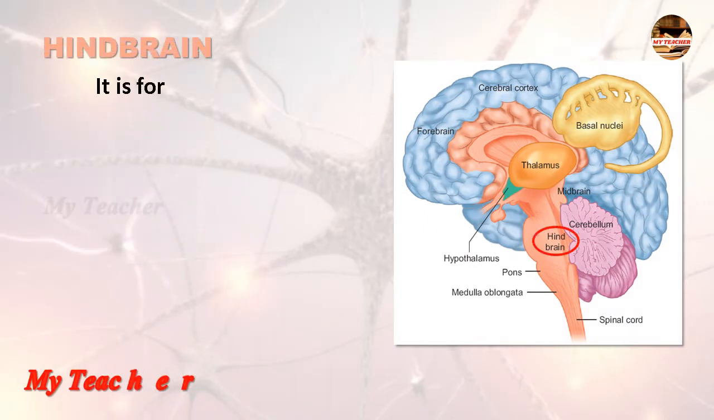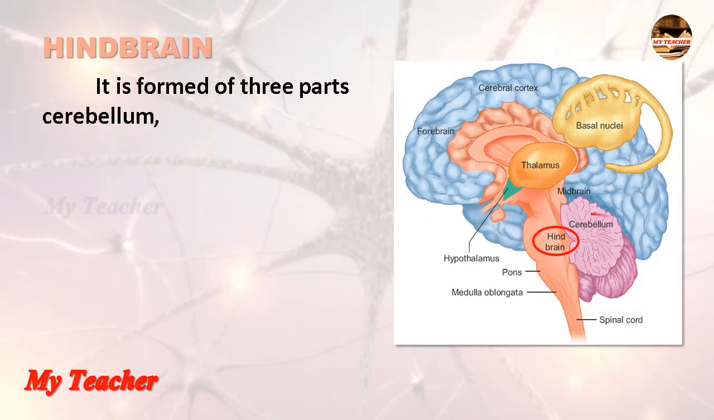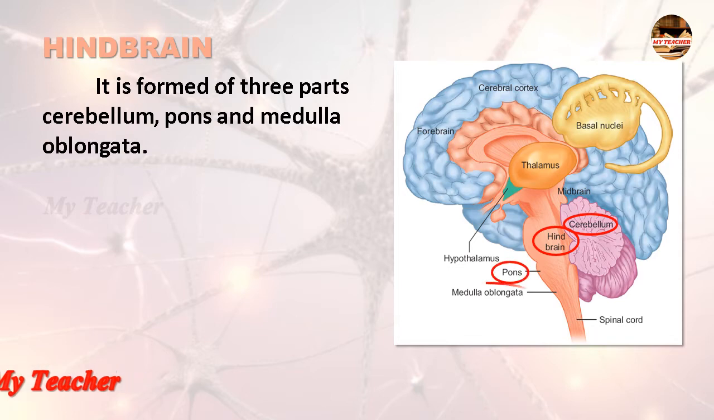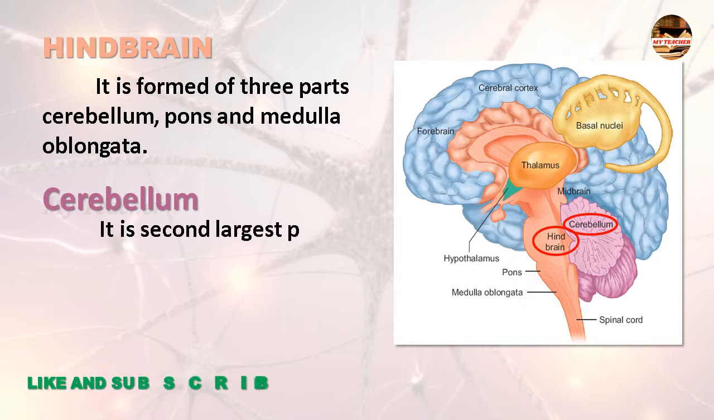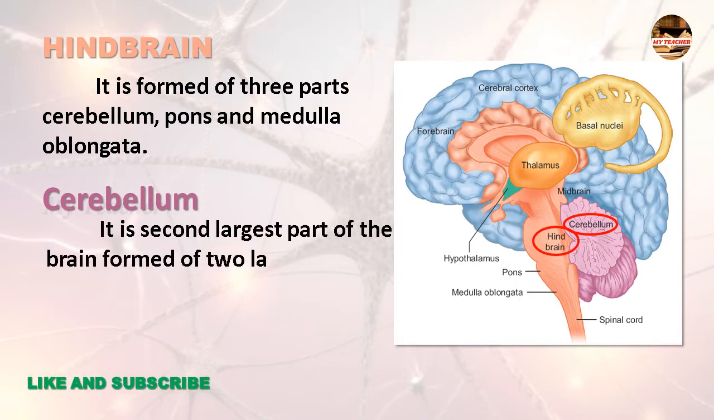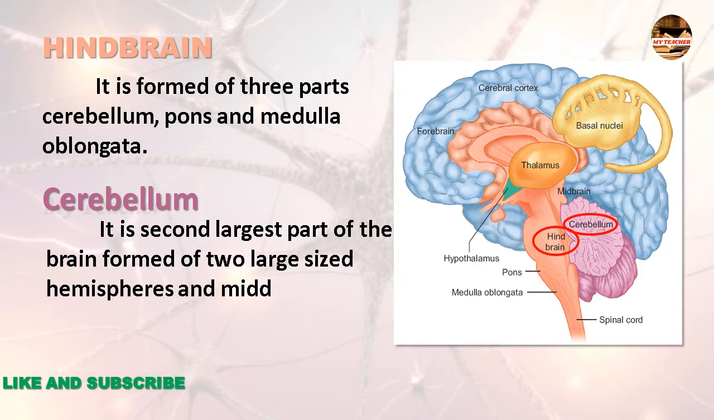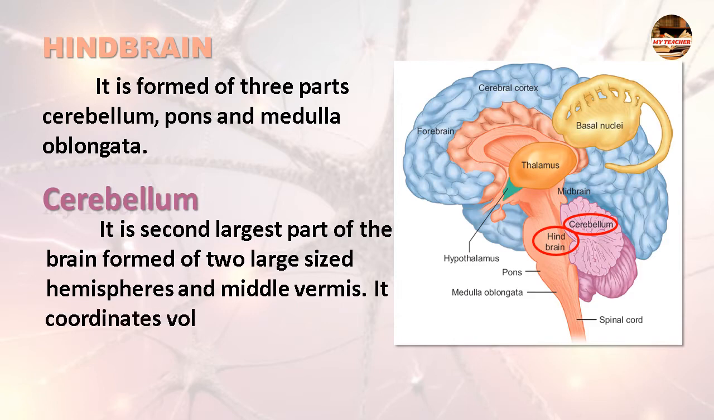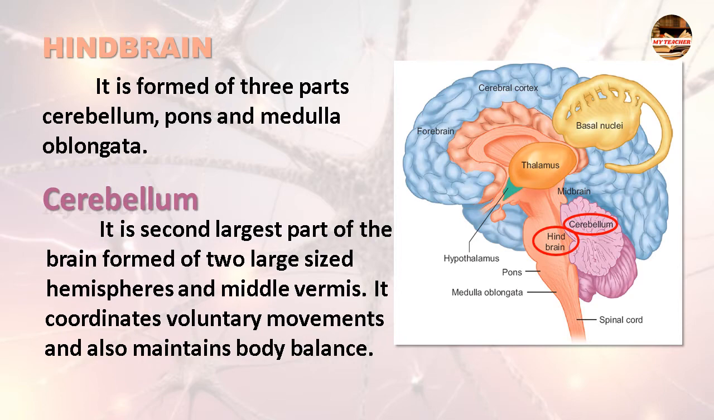Hindbrain. It is formed of 3 parts: cerebellum, pons and medulla oblongata. Cerebellum. It is the second largest part of the brain, formed of 2 large sized hemispheres and middle vermis. It coordinates voluntary movements and also maintains body balance.